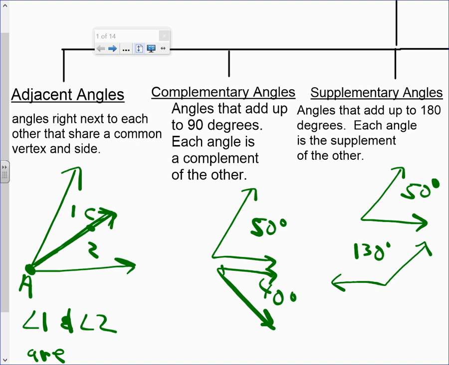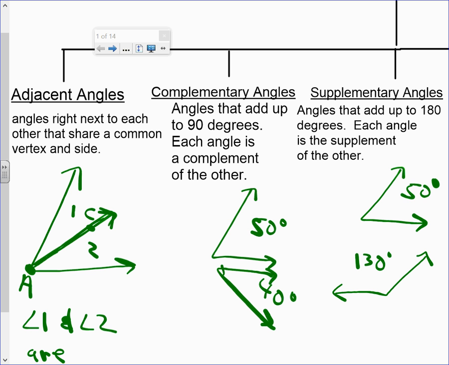If I put the angles together, you'll see they form a straight angle. In other words, 180 degrees if I put them together. Supplementary. Thumbs up or down right now? There's thumbs up. So far, so good. 3 down, 2 to go.